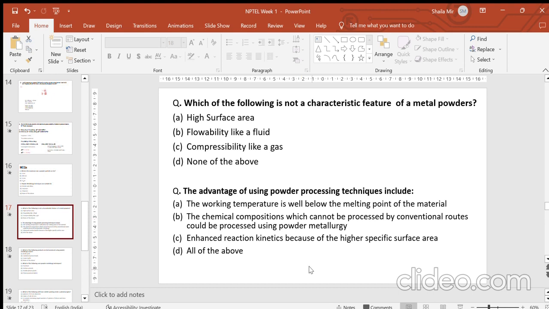The advantages of using the powder processing technique include: the working temperature is well below the melting point of the material; chemical compositions which cannot be processed by conventional routes could be processed using powder metallurgy; enhanced reaction kinetics because of the higher specific surface area; or all of the above. Can you tell me what are the advantages of using powder processing techniques?